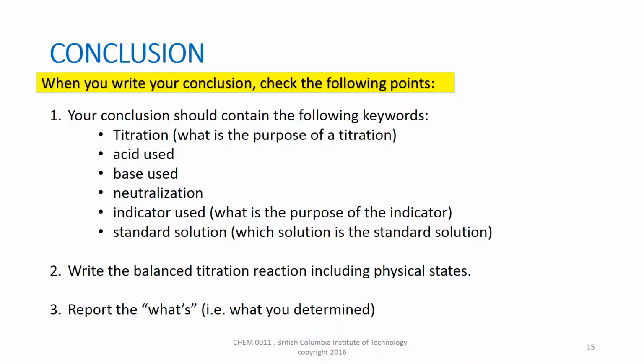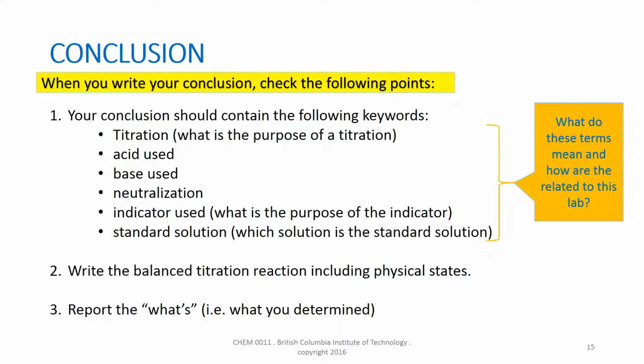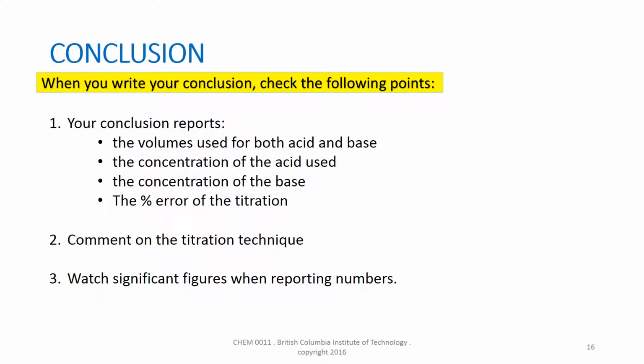Consult the conclusion writing guide and the lab manual for what should be included in the conclusion. The conclusions include a description of what these terms mean and how they are related to the lab. Write the balanced titration reactions and include the physical states of reactants and products. Summarize what is determined in this experiment. Include the volumes and concentrations of the acids and bases. A table may be useful for this. Comment on the titration technique. When reporting the results, make sure all numbers are reported with the correct number of significant figures, and units are given.